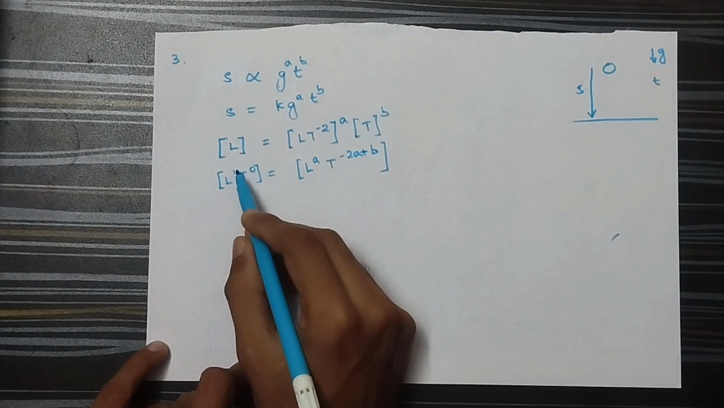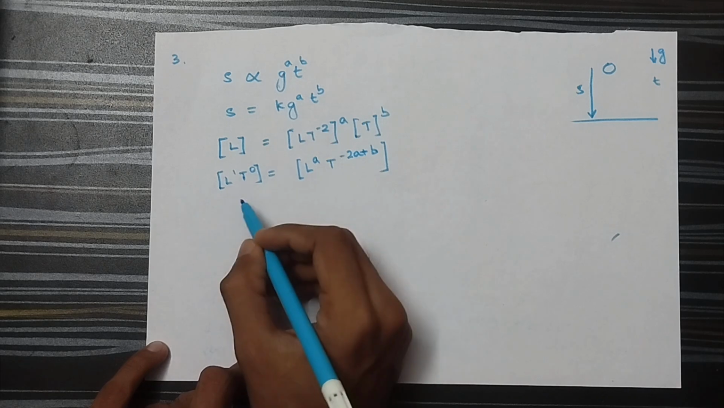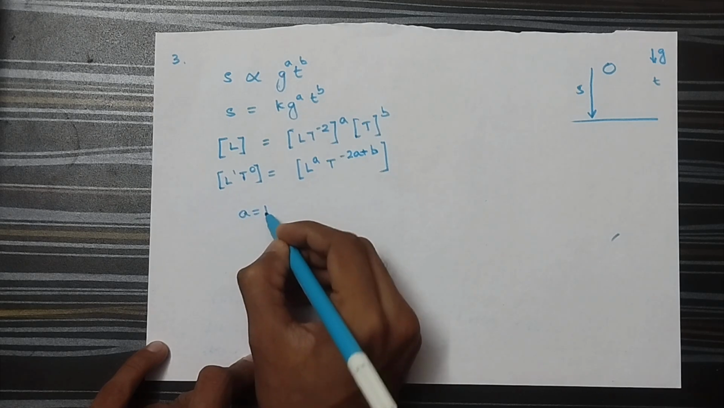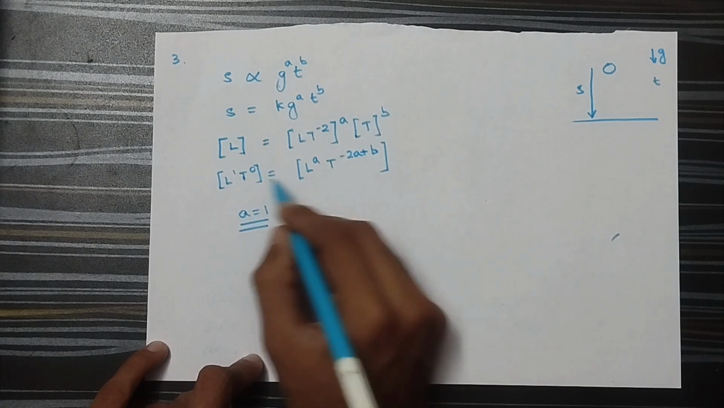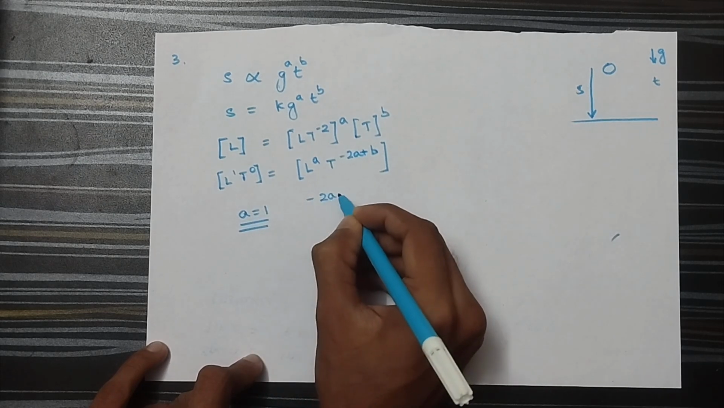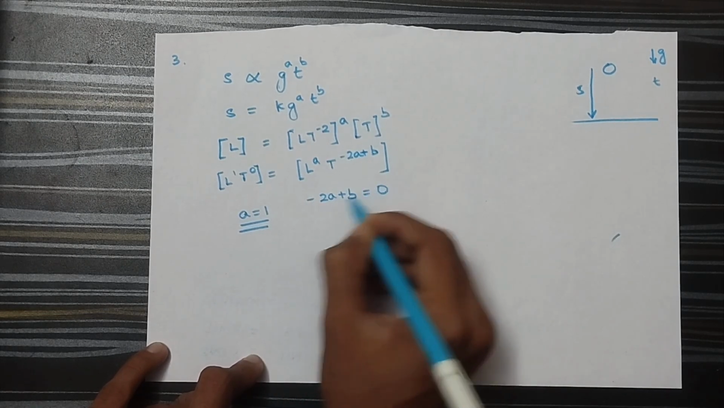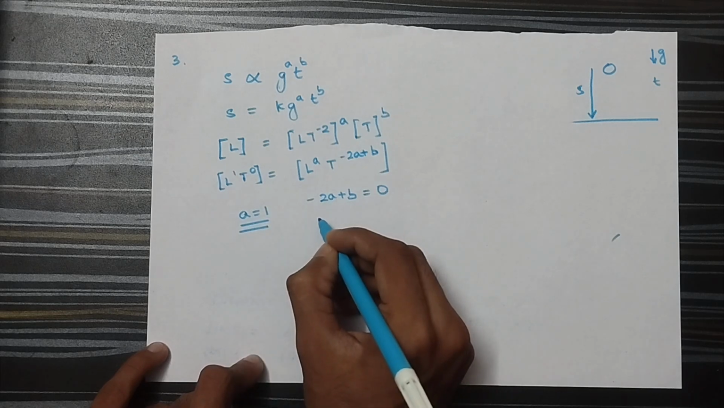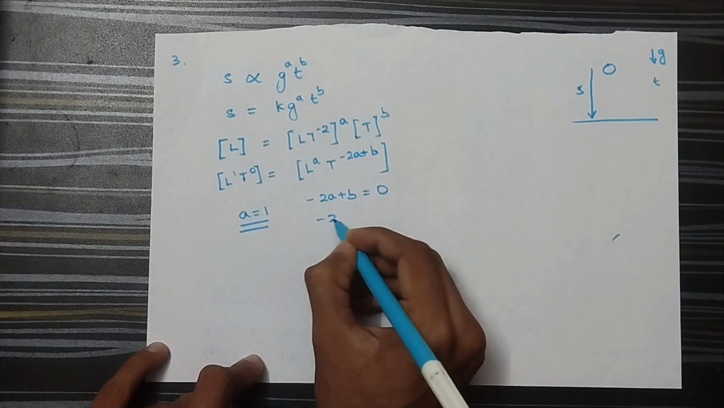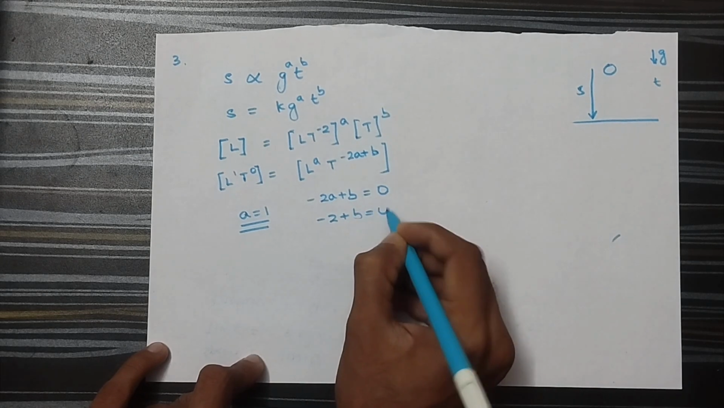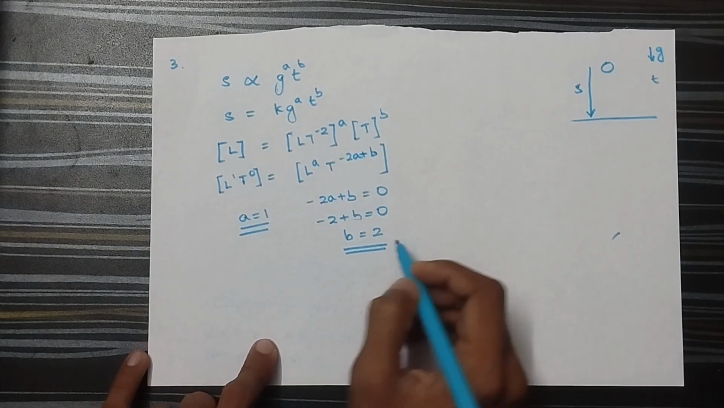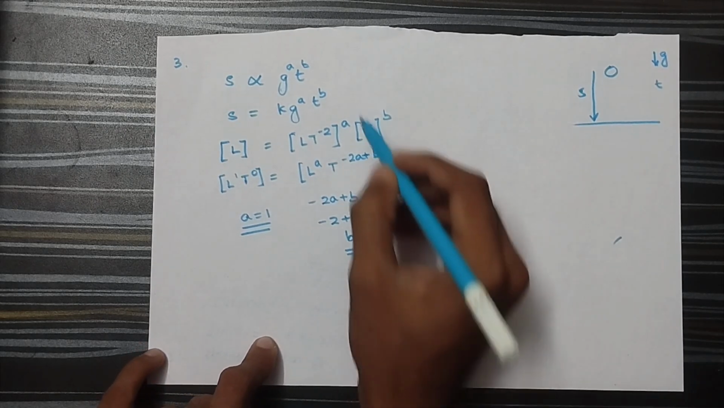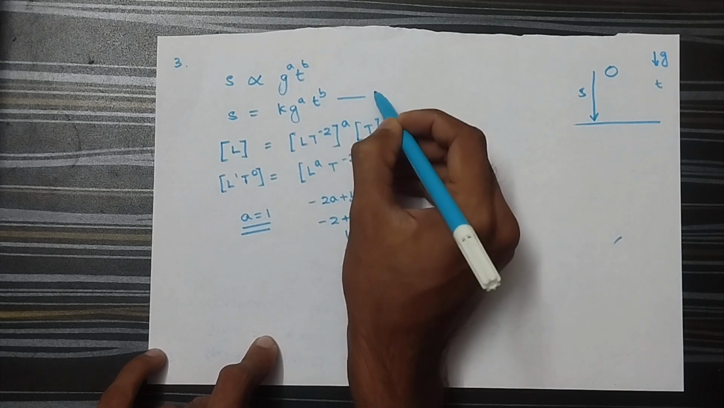Now we see L raised to 1 and L raised to a, so we can assume that a is equal to 1, by equating the exponents. And from here, minus 2a plus b is equal to 0. We know a is 1, so we substitute that there. Minus 2 plus b is equal to 0, so b is equal to 2. We got a and b. We substitute in this equation. This is our equation 1.